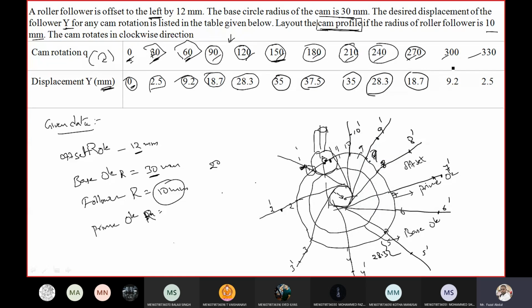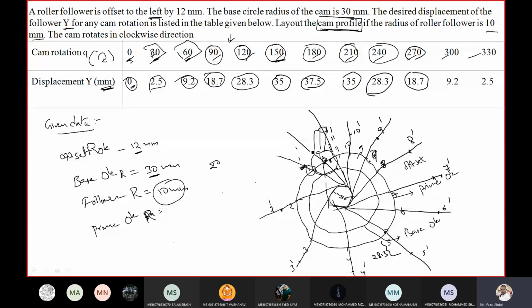Okay. So take the 300 line. So this is the 300 line, and measure 9.2. So the 11th point is here somewhere. Give the name as 11 dash. And the 330 line means somewhere here.